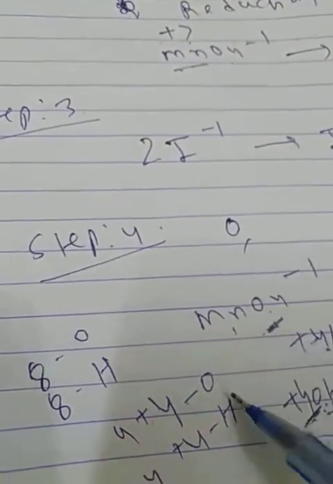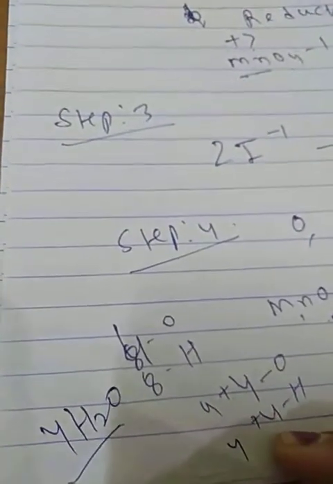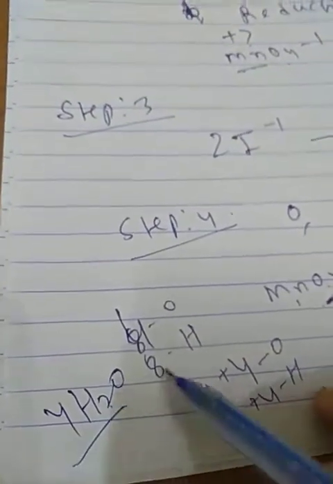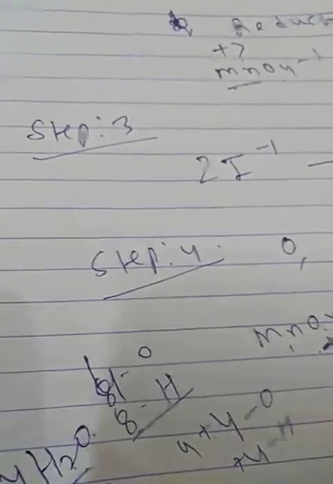This will combinedly, already oxygens 4 are there, so we will not write. So we will write oxygen 4. So H2O 4. We need 4 H2O. Why? 4 to the 8 hydrogen and 4 oxygen, and 4 oxygen are here. So this side we balanced. Okay. Now we have to see this side.